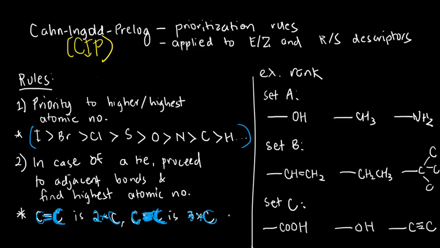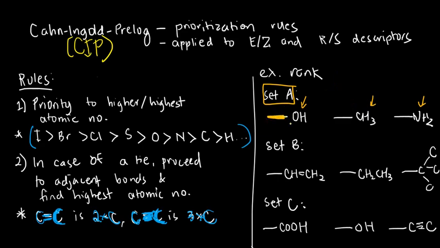And still, probably it doesn't make a lot of sense for some. So let's go straight ahead and practice it. First, I have here set A. I have here 3 substituents. And we are being asked to give the number 1 rank, the highest rank, then the next, and then the next one. Take note that this is the bond that we first consider.